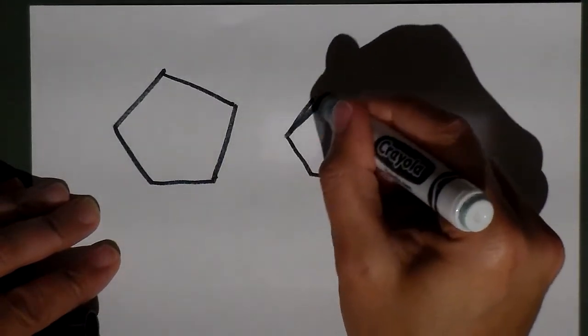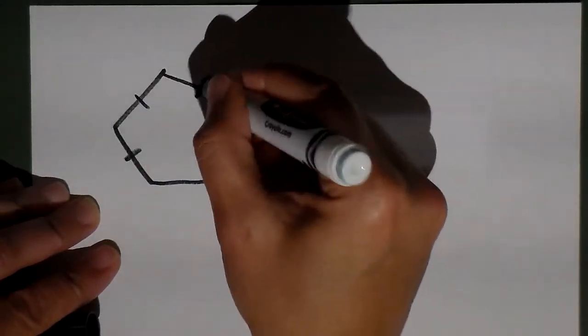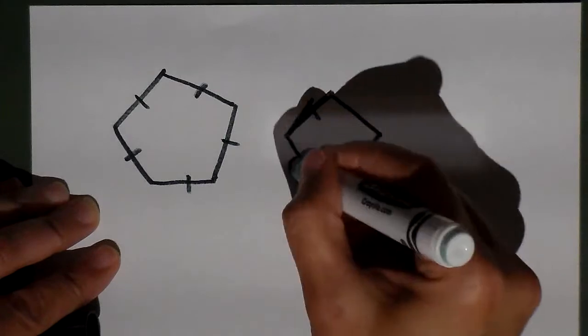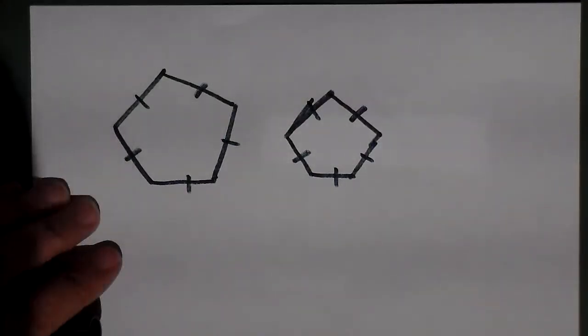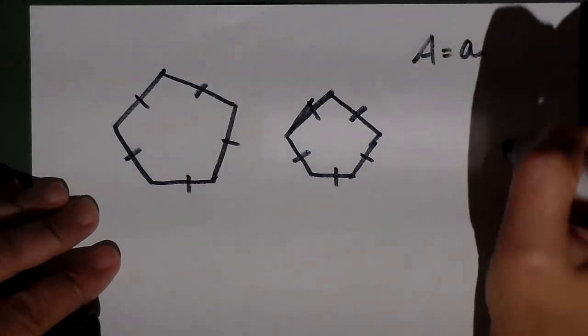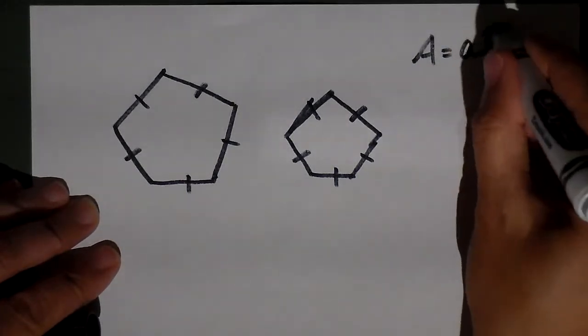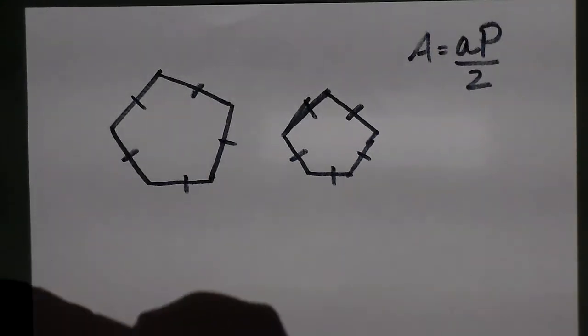And let's pretend, like I said, for a minute that I can actually draw. So these are going to be regular pentagons. We're going to assume that these are regular pentagons, okay? That's important. What is the formula for the area of a regular pentagon? Well, remember, any regular polygon is the apothem times the perimeter of the polygon, divided by 2.